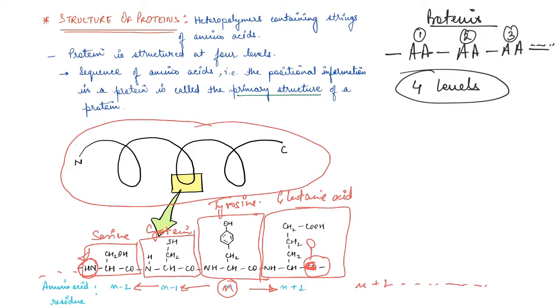So basically the last amino acid is the C terminal. So here the last one is here, right? And the first amino acid is the N terminal, right? So always remember there are two terminals. First one is the N terminal amino acid, last one is the C terminal amino acid, right?